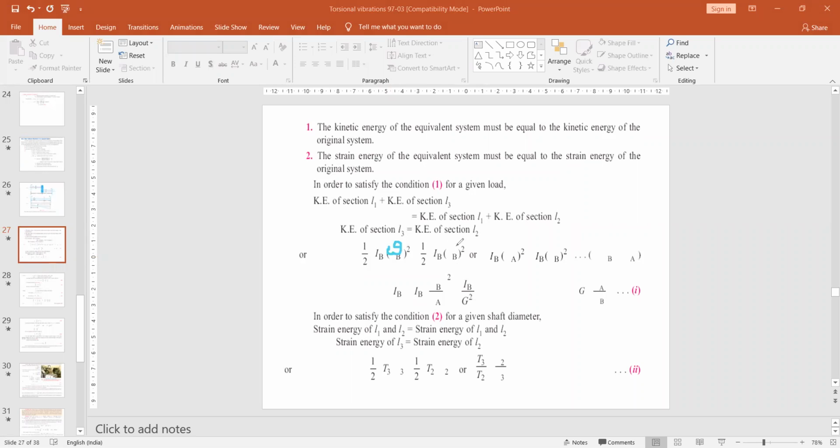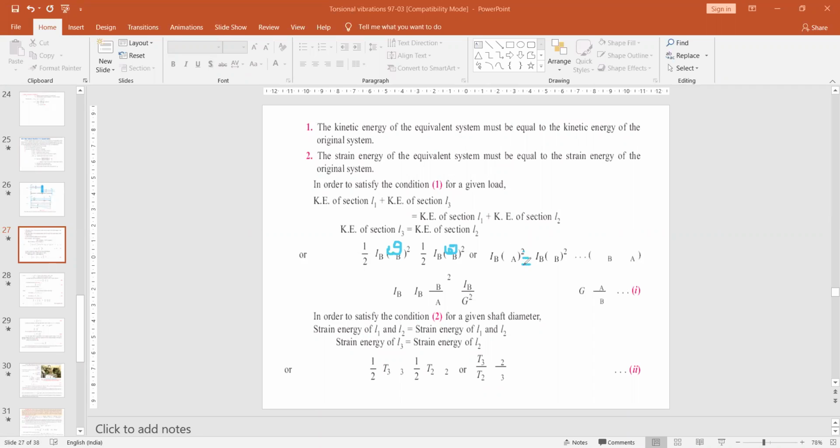Here just observe that IB omega A square equals IB omega B square. Some of the notations are missing here.